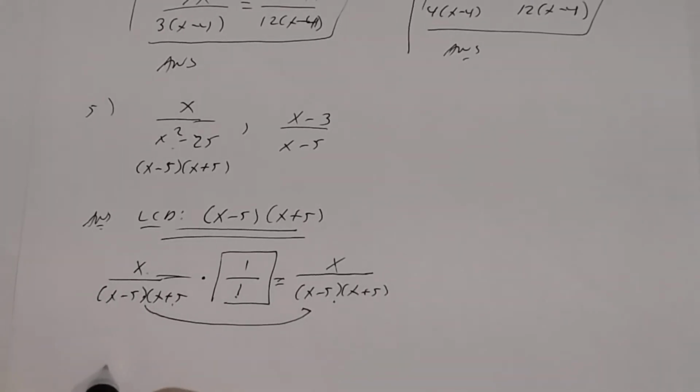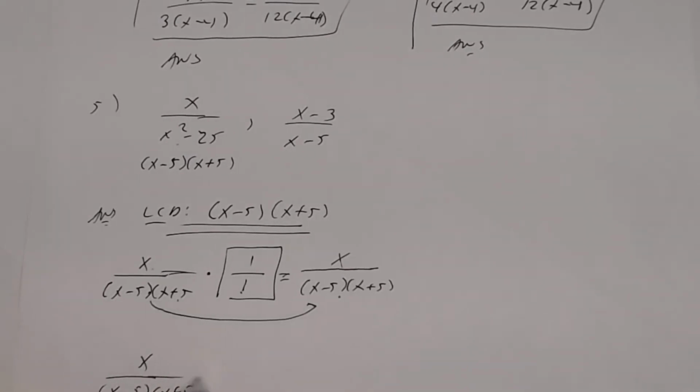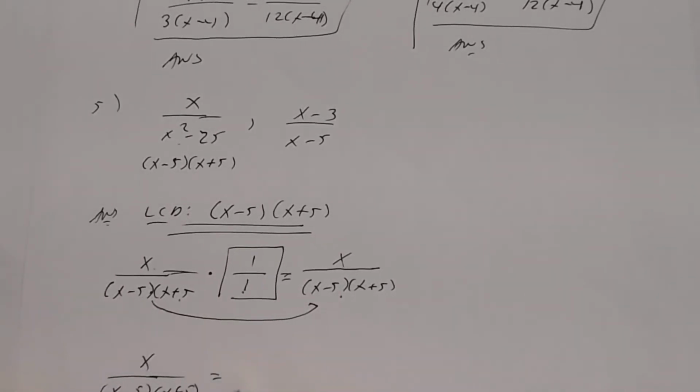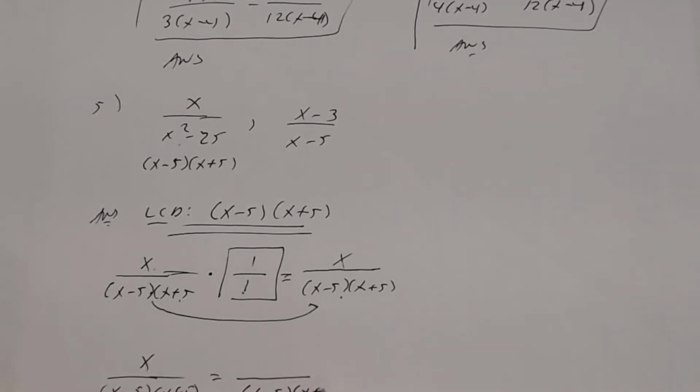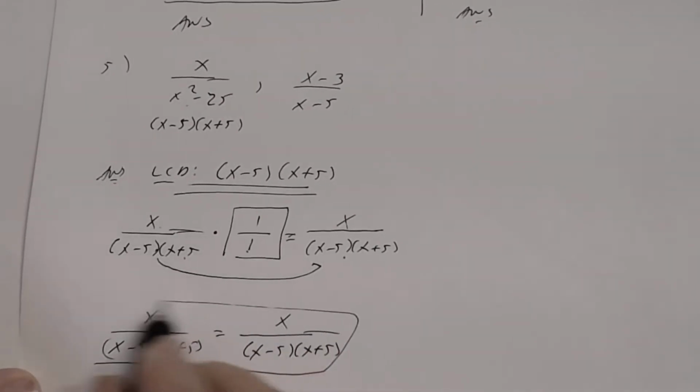So what we found is this: x divided by x minus 5 times x plus 5 is equivalent, and we want to use this denominator. So it's equivalent to itself, with the denominator x minus 5 times x plus 5, and the numerator being x. So that's the answer for that part.